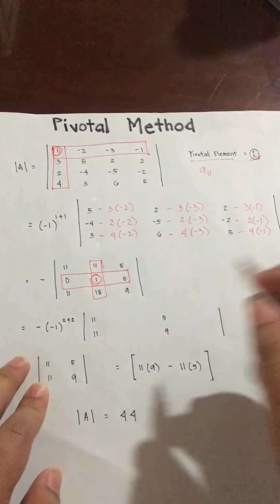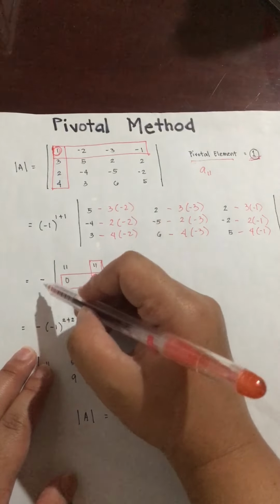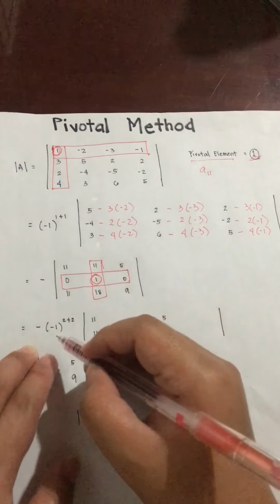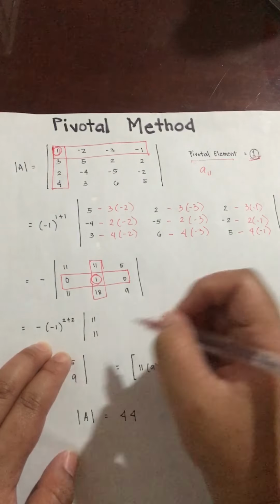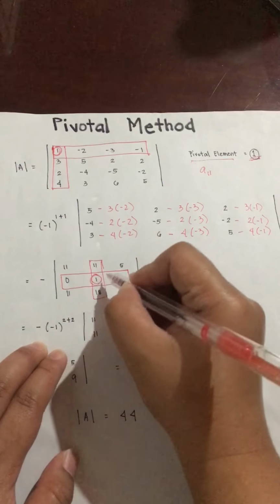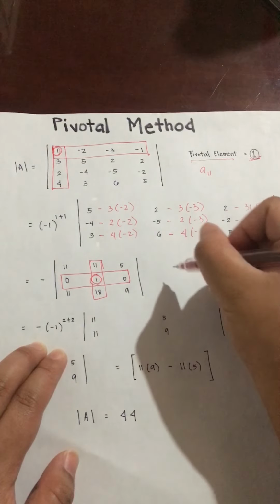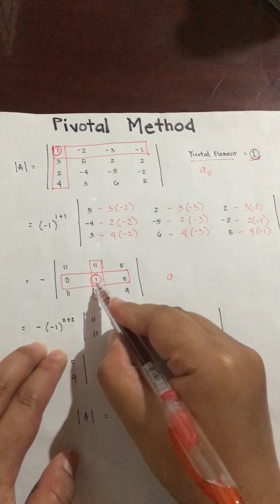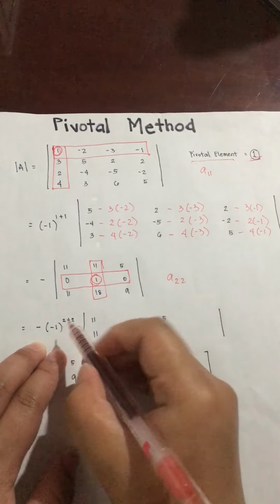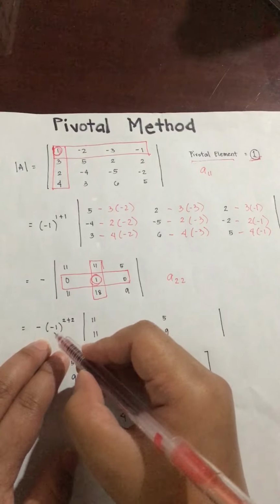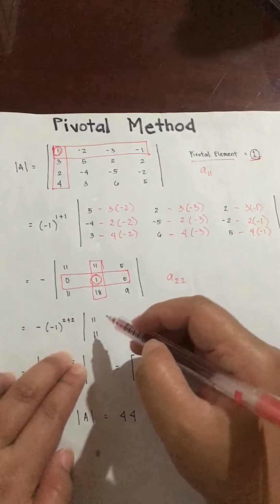Now, proceed ulit sa ating next step. So, for our next step, we will rewrite the negative here, the negative. Then, write again the negative 1 raised to the sum of the product of the position of the pivotal element. In our pivotal element in this 3 by 3 determinants, it is located at second row and second column. So, our solution will be negative times negative 1 raised to 2 plus 2.